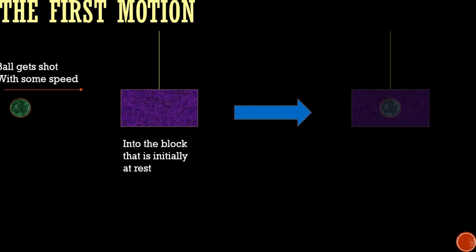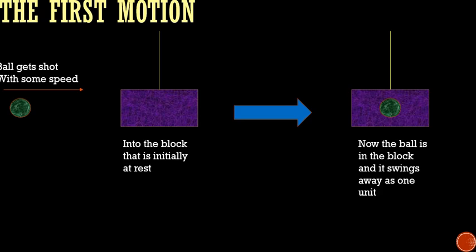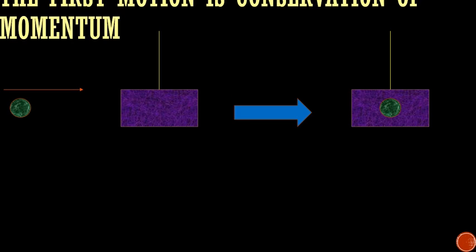So now we have to look at the first motion. The first motion is the ball getting fired into the block. The ball gets shot with some speed into the block, which is initially at rest. This ends up with the ball inside the block, and now the block will swing away as one unit, which actually is the second motion. The first motion is the conservation of momentum.